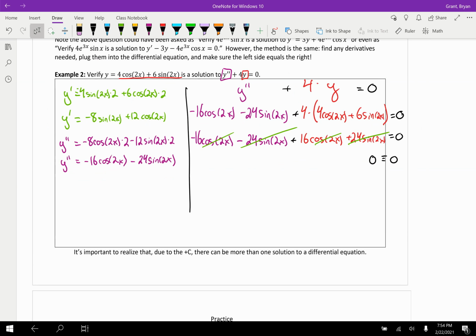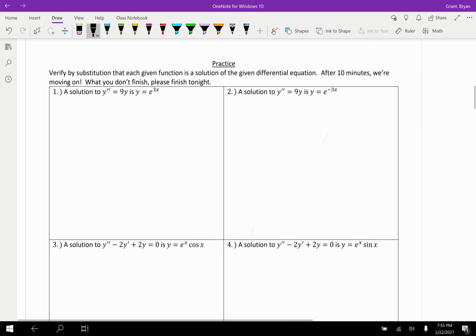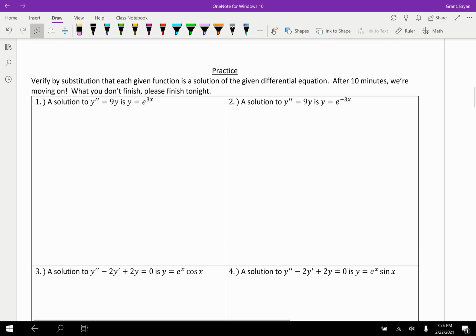Now, it is important to realize that because of the plus c that occurs when you take antiderivatives, there can sometimes be more than one solution to a differential equation. Case in point, you guys have 6 problems to practice on this next page, and anything you don't finish is your independent practice for tonight. I do have solutions to this posted on Teams, so I'm not going to go through it with you.